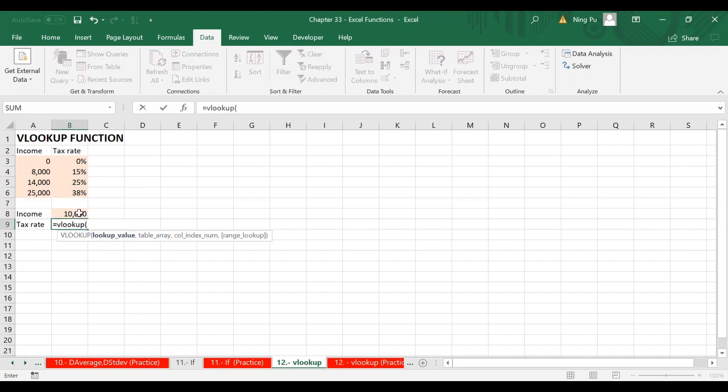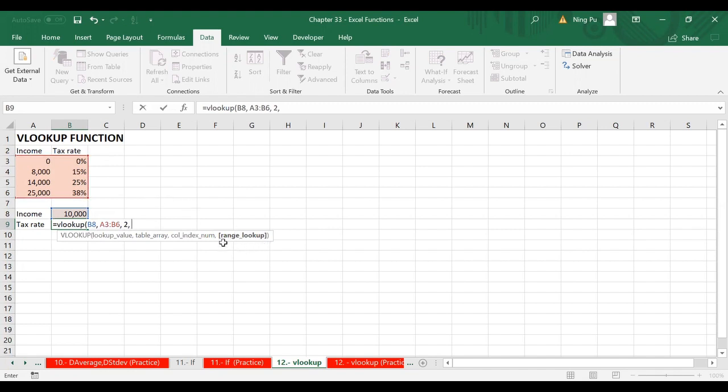The first argument is the lookup value. In this case, should be 10,000. And the table array is in reference to the database you're going to look up from. And the column index number is where the tax rate column is saved. In this case, should be 2.